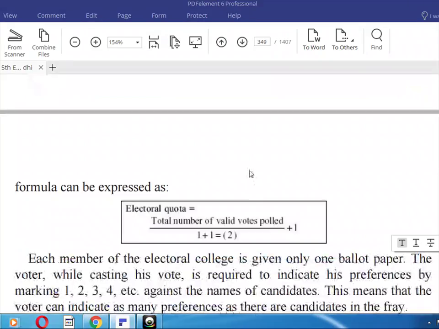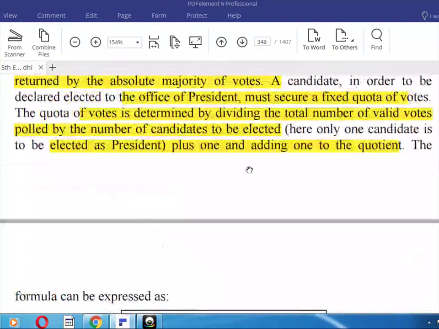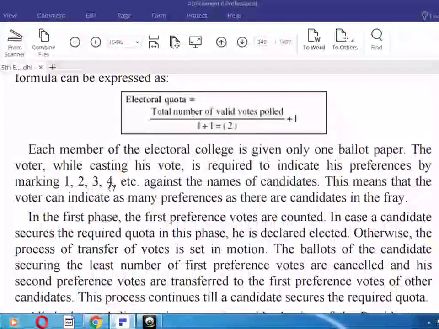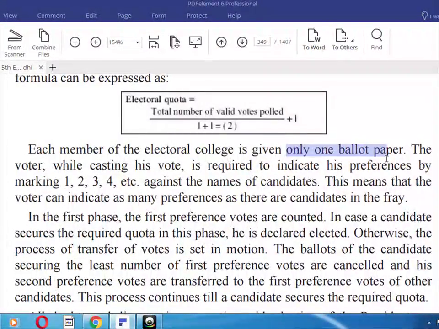The formula: electoral quota equals total number of valid votes polled divided by 1 plus 1, plus 1. Each member of the electoral college is given only one ballot paper.